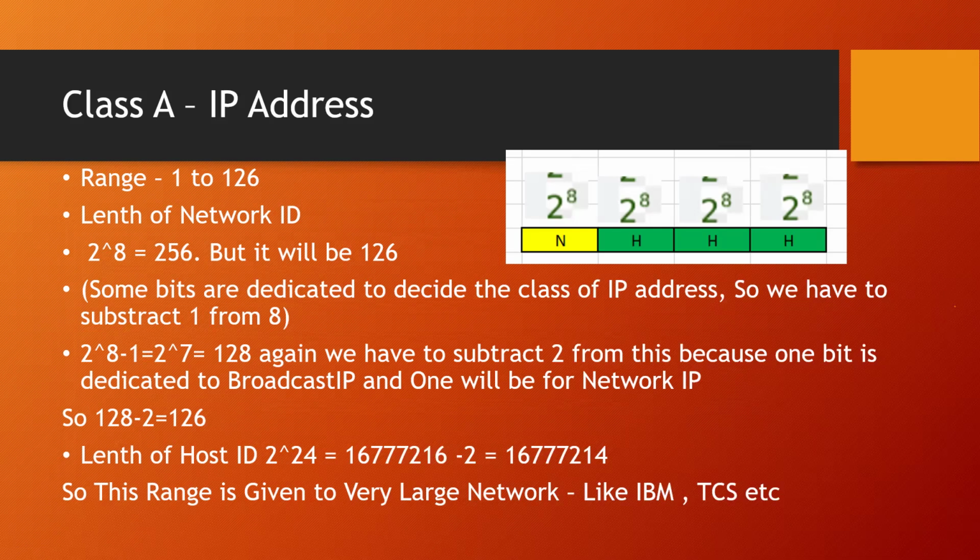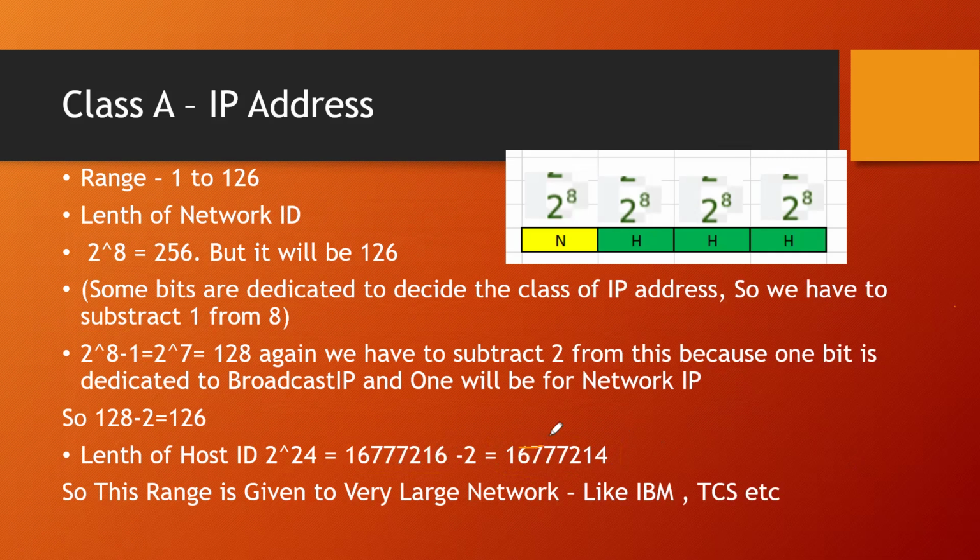So if somebody asks you what the number of network IDs is in the class A IP address, it is 126. And what about the hosts? The host part is the remaining 8, 8, 8 bits, so it becomes 24 bits. That's why we do 2 to the power 24, which gives 16,777,216. Then minus 2 is equal to 16,777,214. That many hosts are possible in a class A IP address.